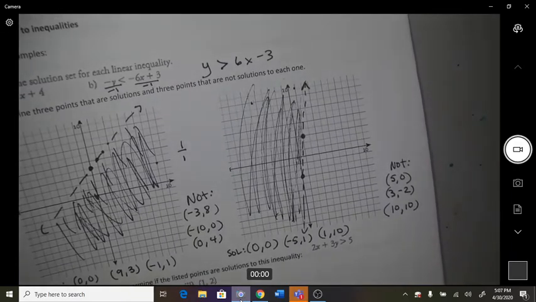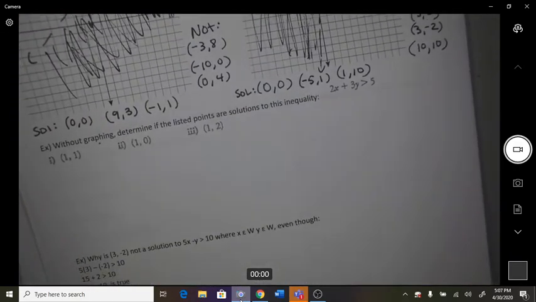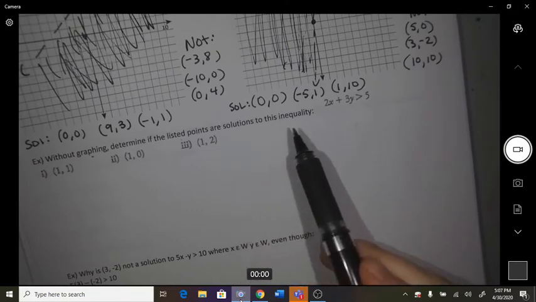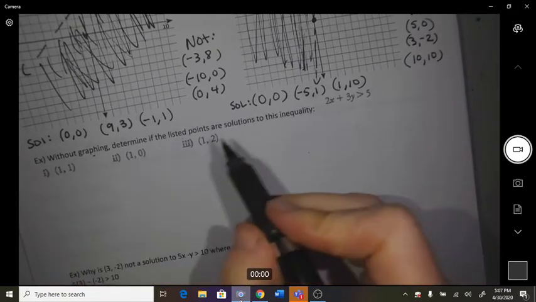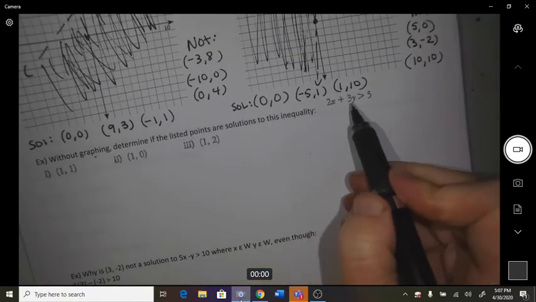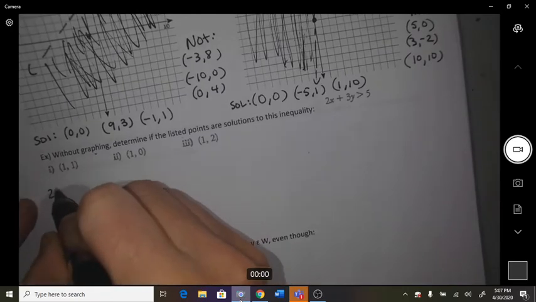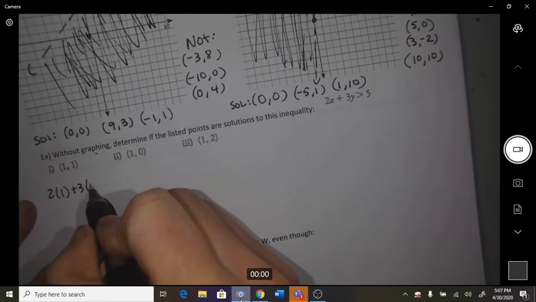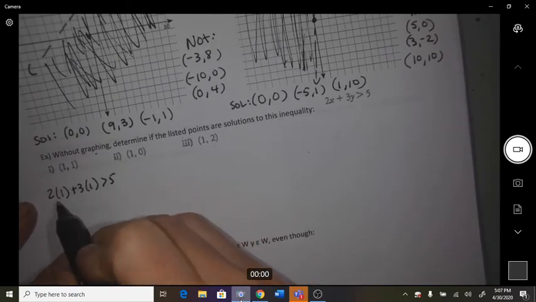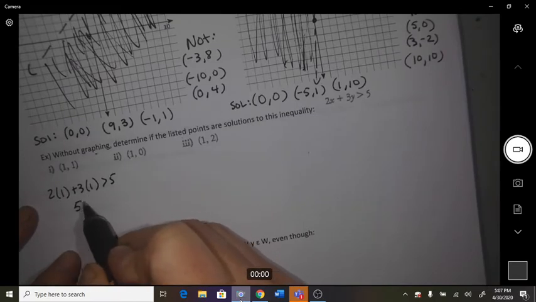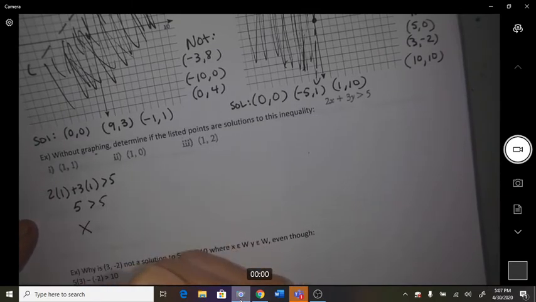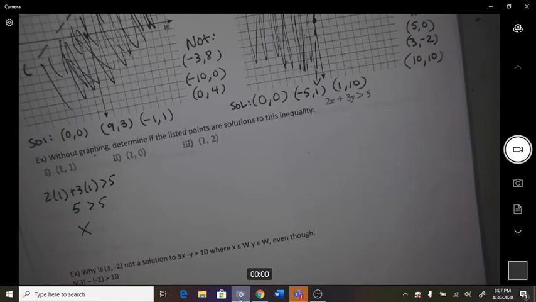Okay, without graphing now, determine if the points are solutions to this inequality. So plug 1 in for an x and 1 in for a y. So 2 plus 3 is 5. Is 5 greater than 5? No. Okay.